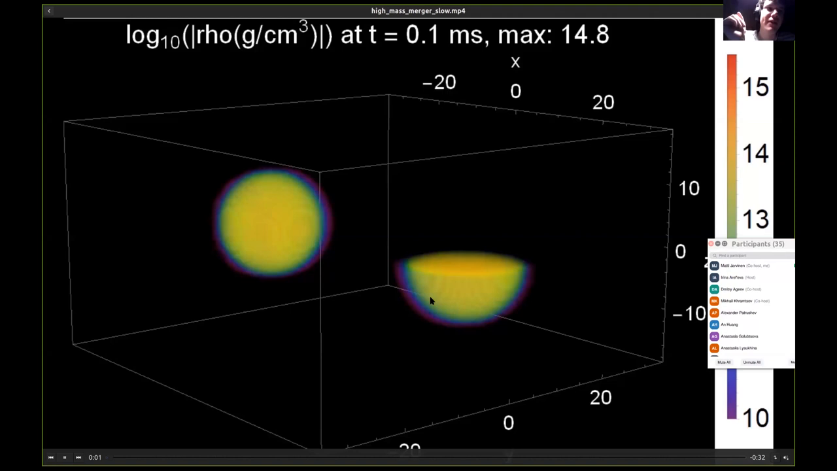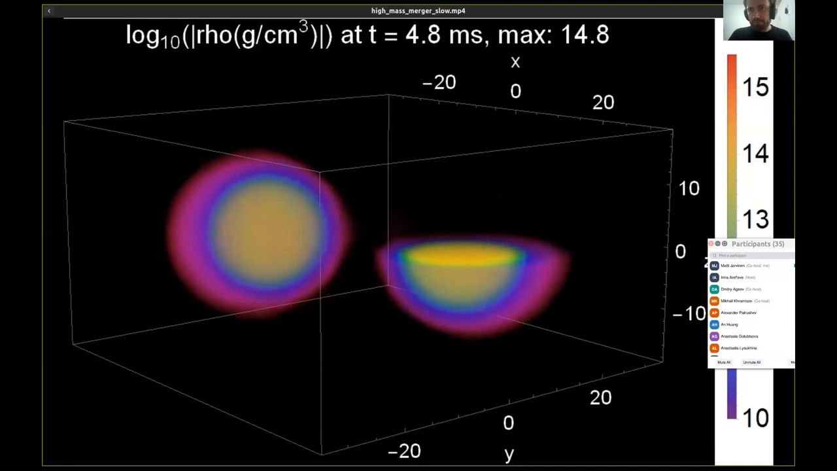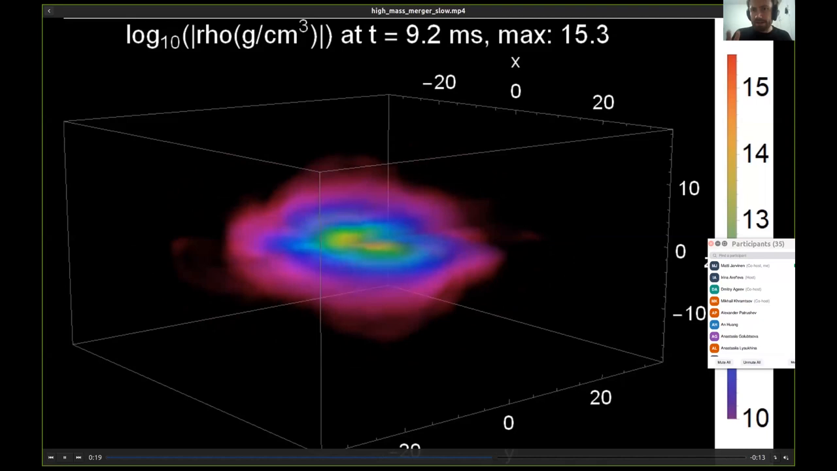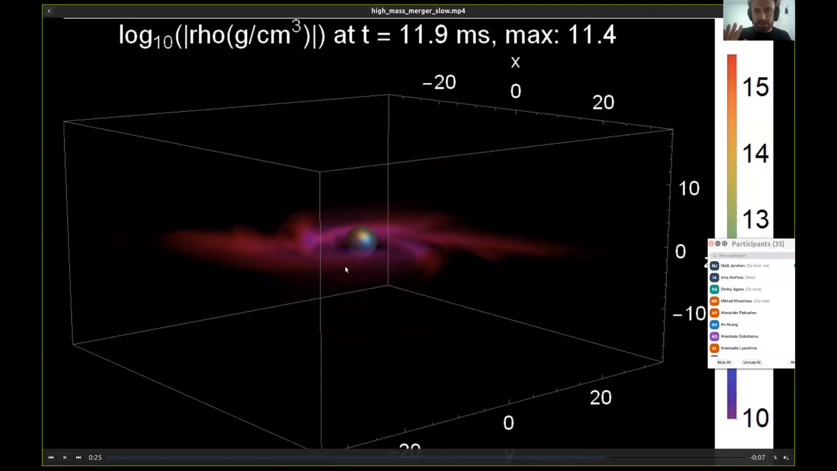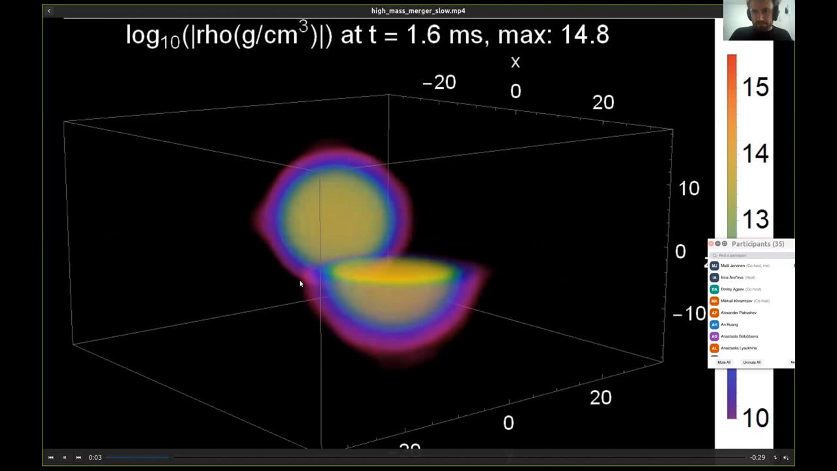I'm not sure how well it updates, but this is showing the merger of two neutron stars, which both have masses of 1.5 times the solar mass. On the top, you see the time evolving. It's in milliseconds, so all of this is happening very fast. The colors show the logarithm of the density of matter. In this case, after the merger, the system immediately collapses into a black hole. Okay, let me go back to the presentation.